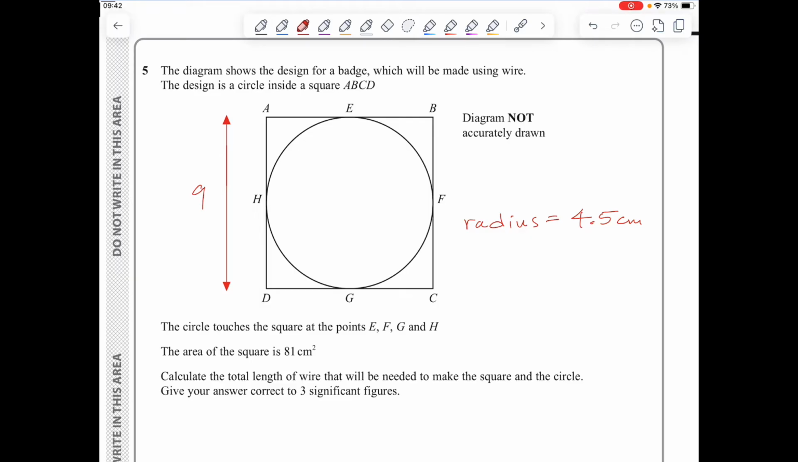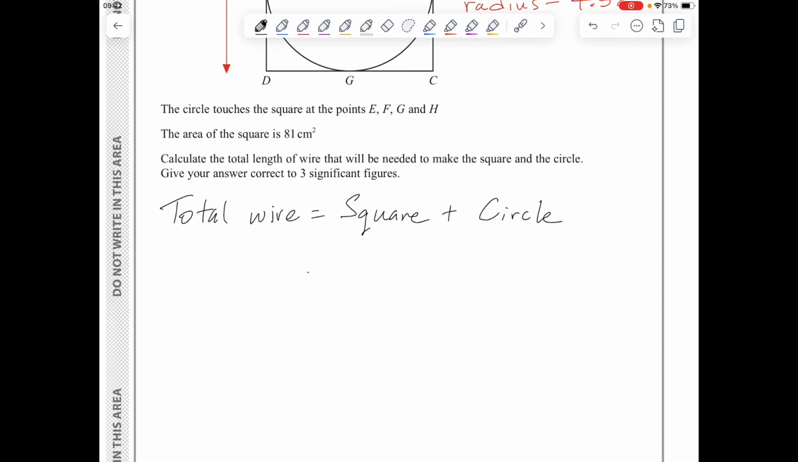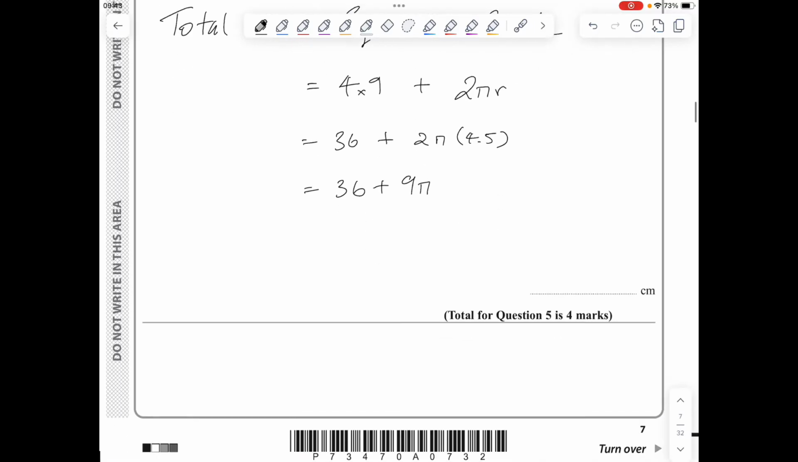Now, the total wire needed is the perimeter of the square plus the circumference of the circle. So for the square, 4 times the length, plus for the circle 2 pi r. So 36 plus 2 pi times 4.5, which is 36 plus 9 pi. If you put that on the calculator, you'll get an answer of 64.3 centimeters to 3 significant figures.